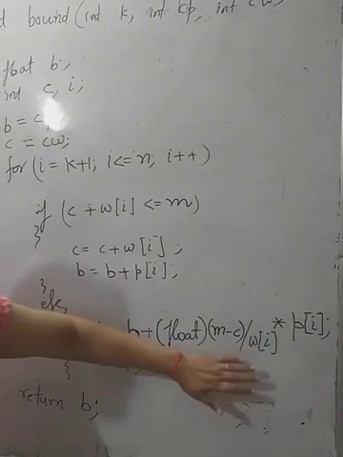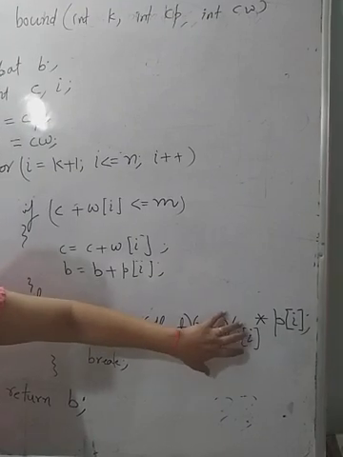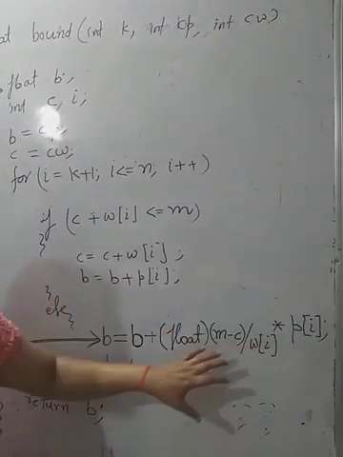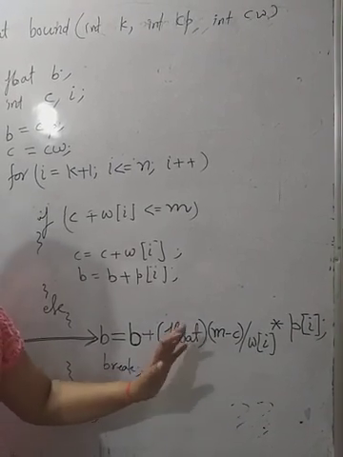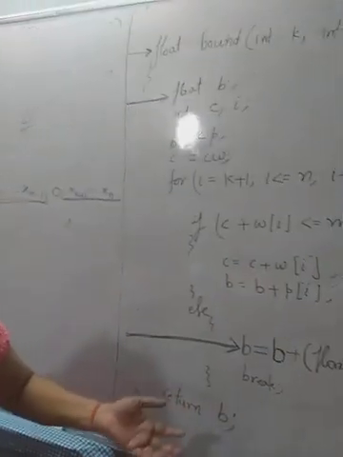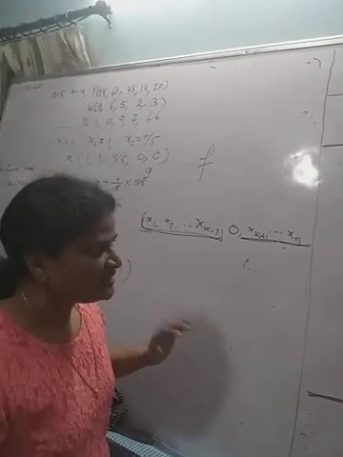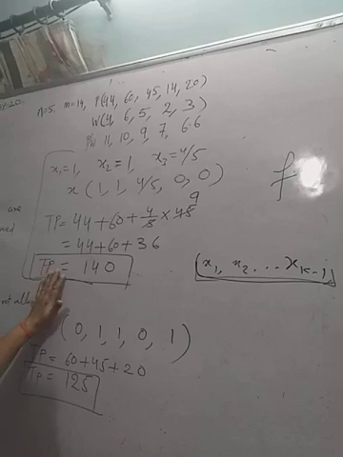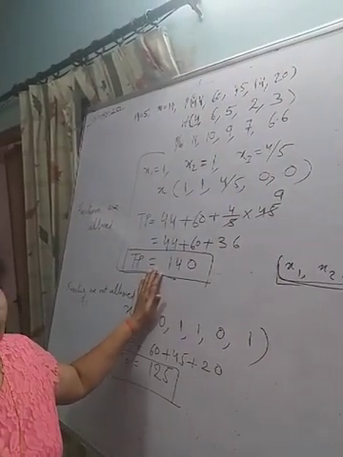So if you implement this algorithm in C language, then this will return what? The integer part. So here it is required that you convert it into real. Otherwise it will truncate the fractional part and it may not give the maximum profit. Okay. So see, first what I said: when fractions are allowed, I will always get the maximum profit.